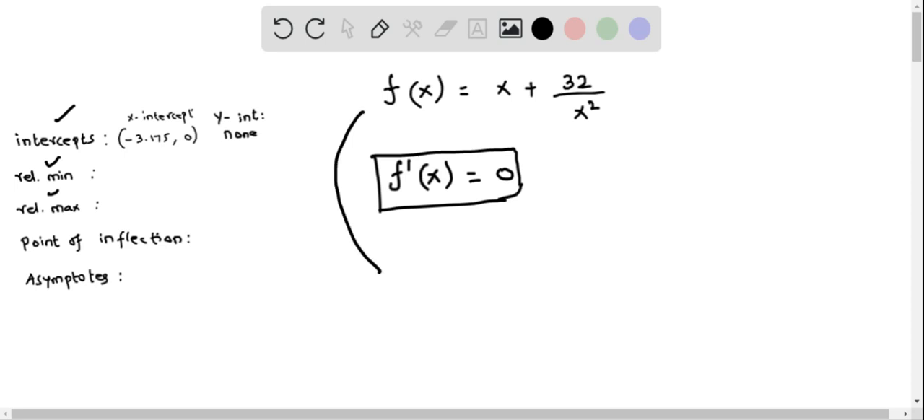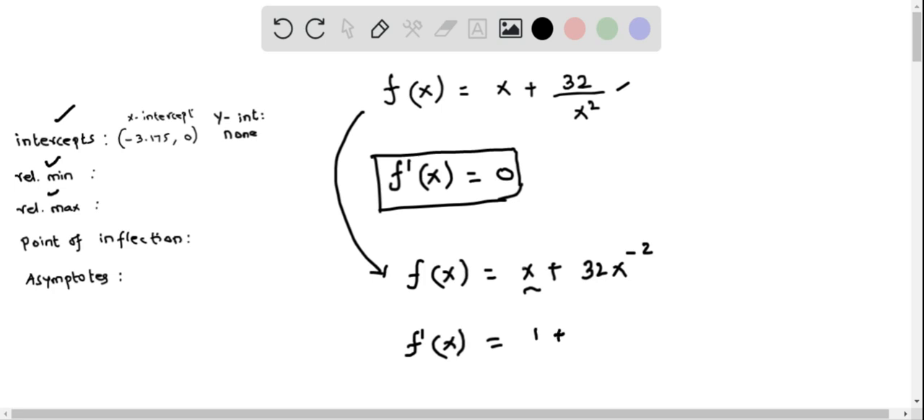So first, let's find the first derivative of this function f of x. First, I'm going to rewrite this f of x as x plus 32 times x to the power of minus 2, since 1 over x squared is x to the minus 2. Now let's find the derivative of f of x, which is f prime of x. This equals the derivative of x, which is 1, plus the constant 32, and then the derivative of x to the minus 2 is minus 2x raised to the power of minus 2 minus 1, which is negative 3. Basically, we are using the power rule of derivatives to find the derivative of x to the minus 2.